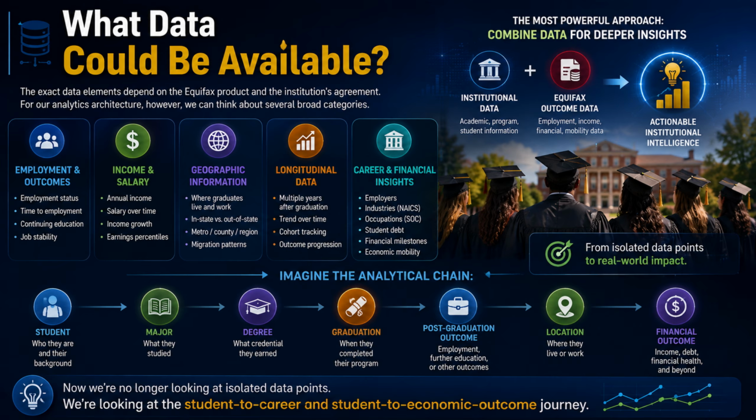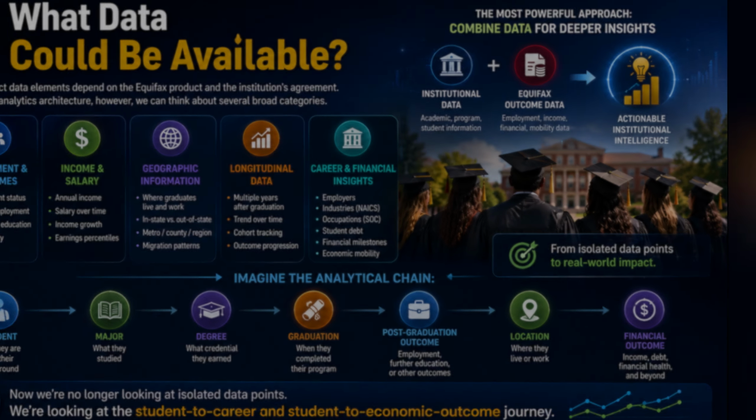And, depending on the available data sources, we may be able to analyze employers, industries, occupations, debt, financial milestones, or economic mobility. The most powerful approach is to combine those external outcomes with institutional data. Imagine the analytical chain: student, major, degree, graduation, post-graduation outcome, location, financial outcome. Now, we're no longer looking at isolated data points. We're looking at the student-to-career and student-to-economic outcome journey.